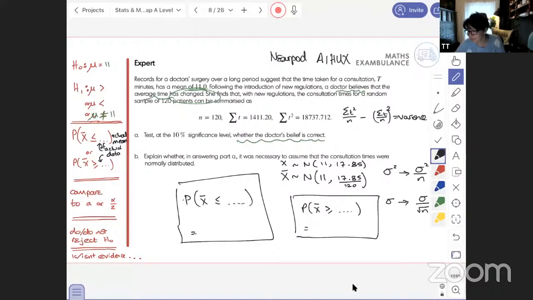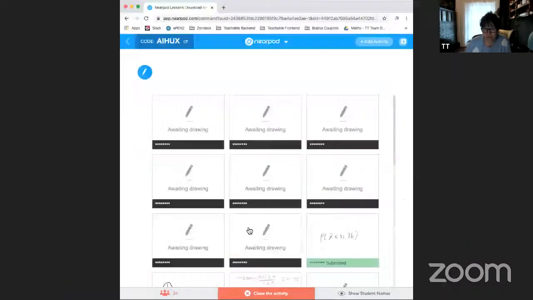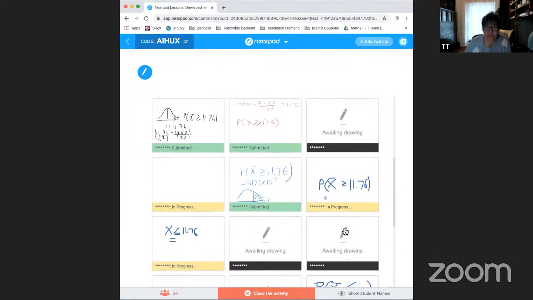Right. Do you want to see what everyone's written so far? I'm checking three things here. I'm checking that you know what the actual result is. I'm checking that you know whether to go less than or bigger than. And then I'm checking that you can use your calculators to find that number. Okay. Let's have a look at the carnage. Here we go.